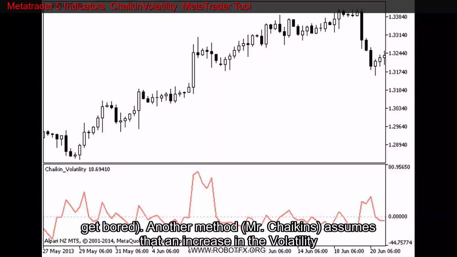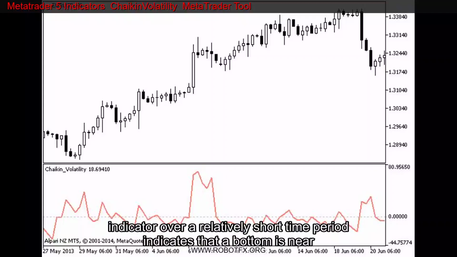Another method, Mr. Chaikin's, assumes that an increase in the volatility indicator over a relatively short time period indicates that a bottom is near, for example a panic sell-off, and that a decrease in volatility over a longer time period indicates an approaching top, for example a mature bull market.